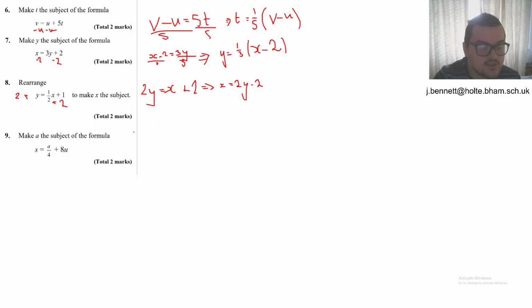And this one again is a bit similar. We're going to multiply everything by 4. We're going to get rid of the fraction by multiplying everything by the denominator, i.e. the bottom number. So 4 lots of s is 4s. 4 lots of a quarter of a is a, so we've cleared that denominator. 8 times 4 is 32u. So now we're going to subtract 32u on both sides.